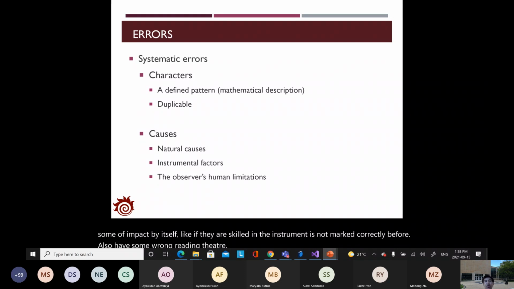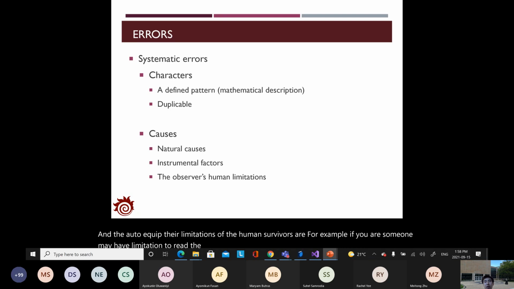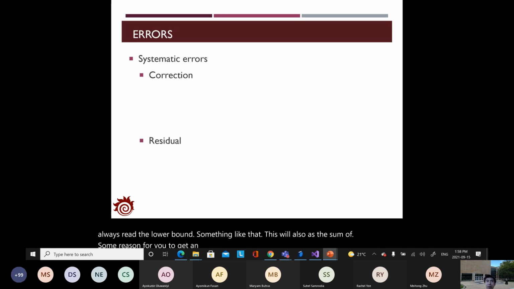It could also be the limitations of the human surveyors. For example, someone may have a limitation in reading the smallest scale, or they have the habit of always reading the lower bound. This is also a reason for you to get a systematic error.